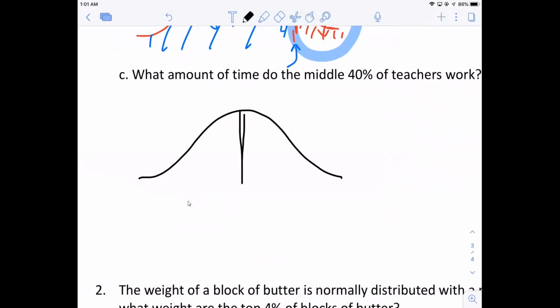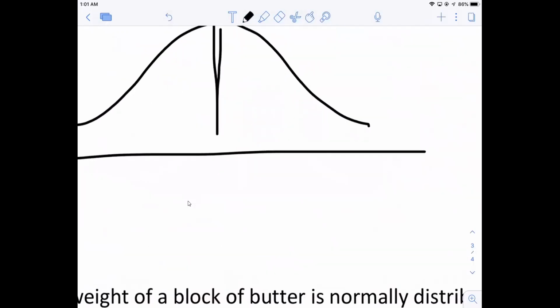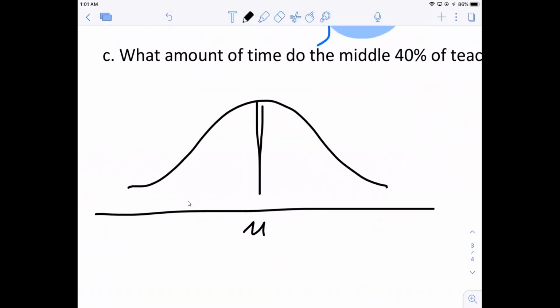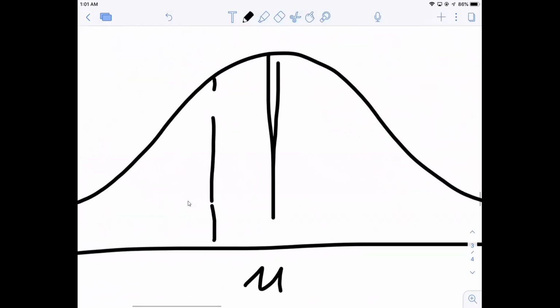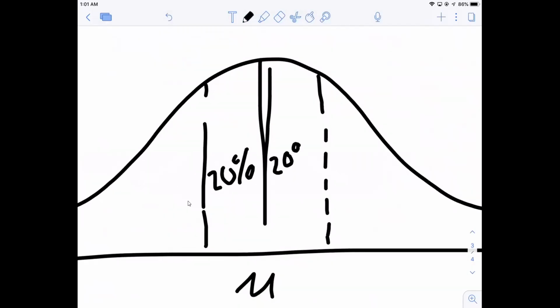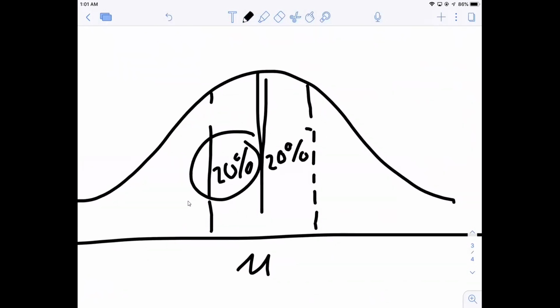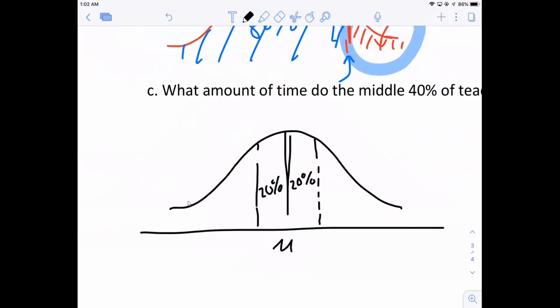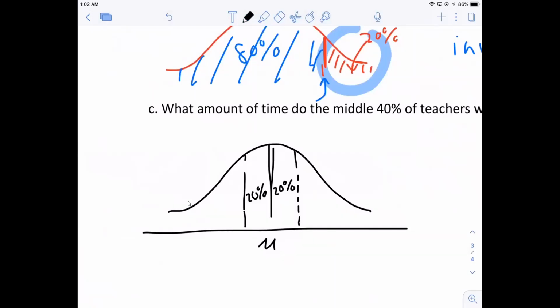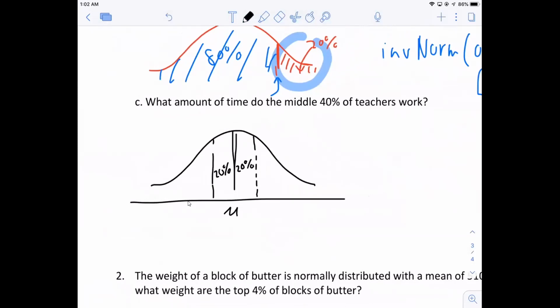So I know the very middle, that is the mean, right? So if I'm looking for the middle 40%, that means 20% of my data is on this side, and 20% of my data is going to be here, right? And we know 20% of the data is less than 1 standard deviation, right? Because 1 standard deviation should be 34 and 34, because within 1 standard deviation of the mean is 68%. So it's just really good to have those general numbers to see if your answer makes sense or not.